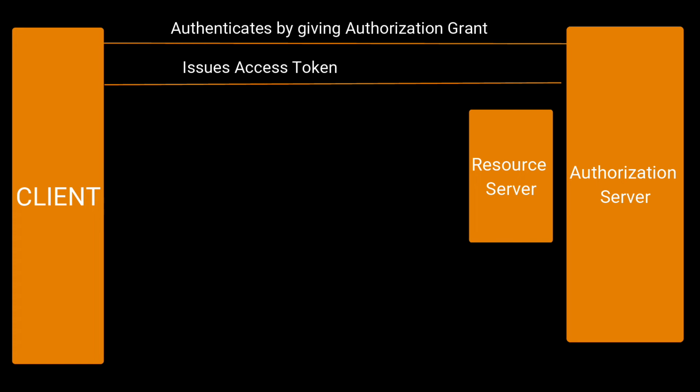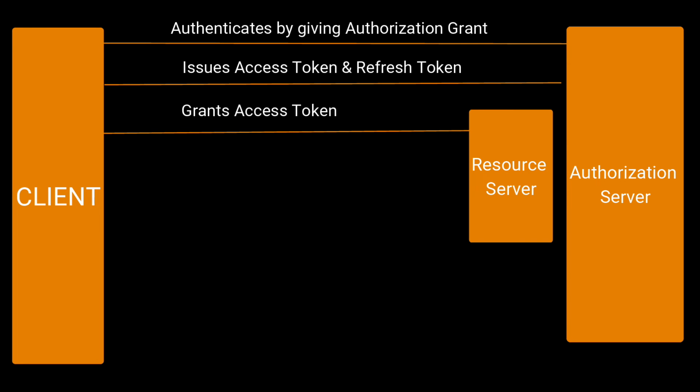Next, the authorization server authenticates the client, validates an authorization grant and issues the access token and refresh token to the client if it is valid. Then the client requests the resource server for protected resource by giving the access token. The resource server validates the access token and provides the protected resource.